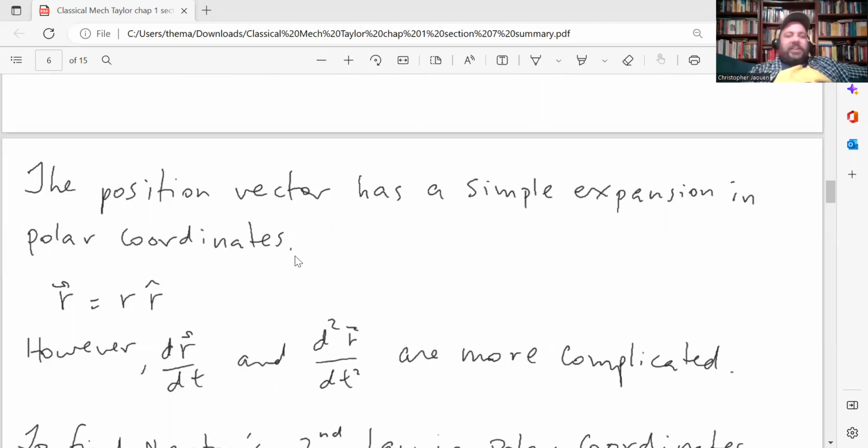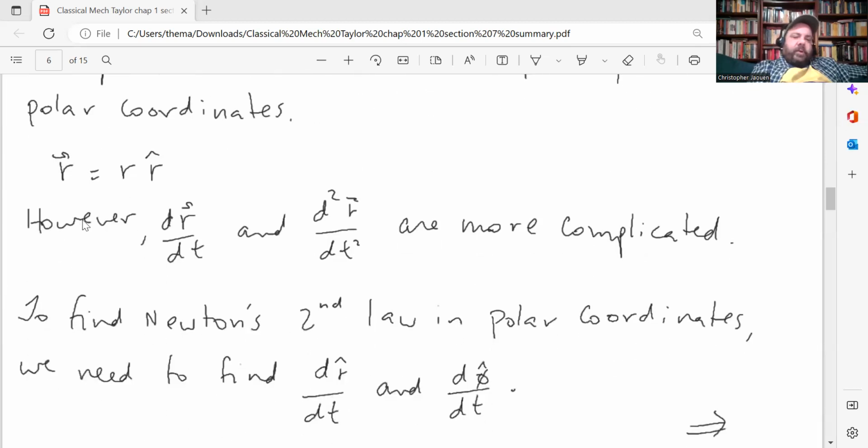The position vector has a simple expansion in polar coordinates. It's given by r equals r hat, where this r without the vector notation on top means the length of r. So you can think of it as the vector r, but with the double bars around it, right? It's just its length.